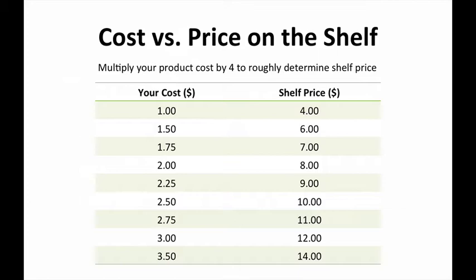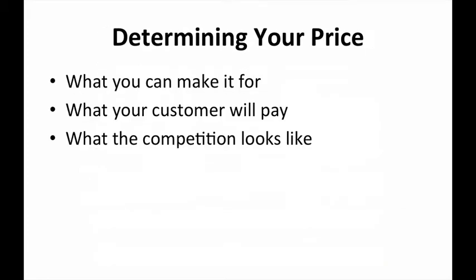But you can see that if you really want to sell your product for $3.99 on the shelf every day low price, your cost has to hover somewhere around $1. And that's good to know from a manufacturing perspective as well as a costing perspective. So determining your price is what you can make it for. So you could make a jar of hot chili sauce for $1.57. But if your customers are only willing to pay $1.99, well, that's not really going to work for you.